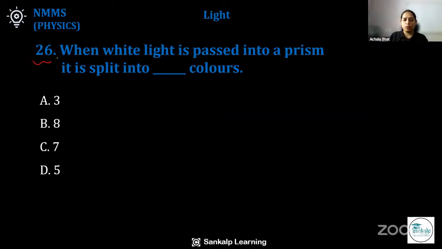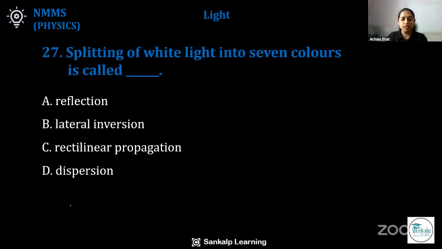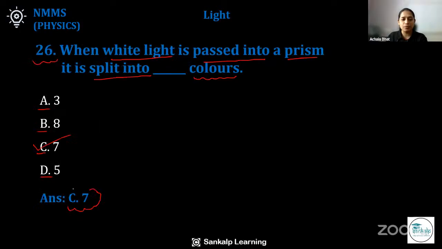Let us see question number 26 of NMMS Physics chapter Light. When white light is passed into a prism, it is split into dash colors. How many colors? Option A, 3. B, 8. C, 7. D, 5. The correct option is option C, 7 colors. 7 colors is the correct option.